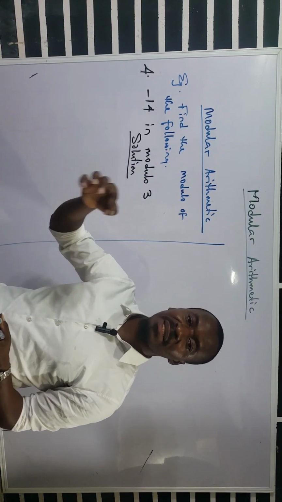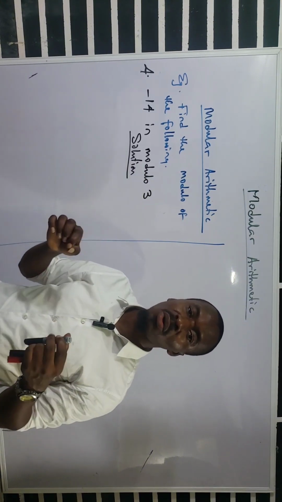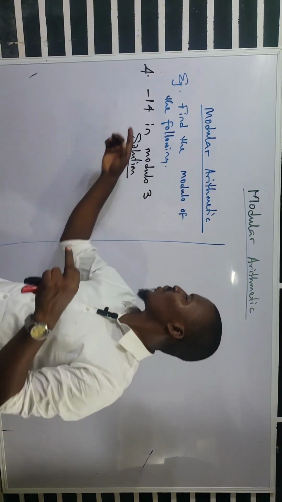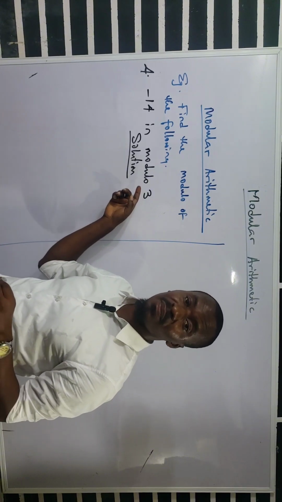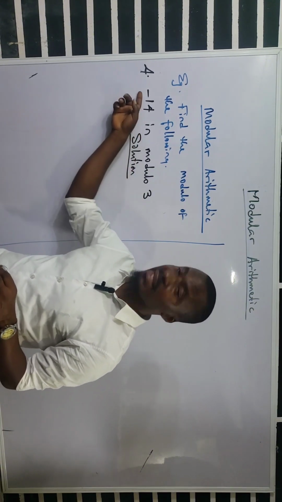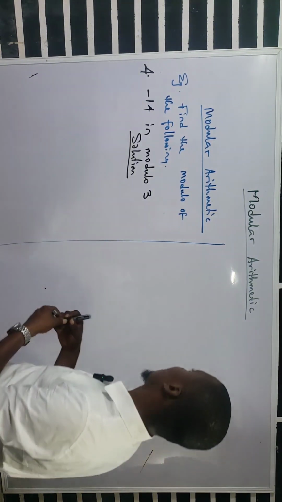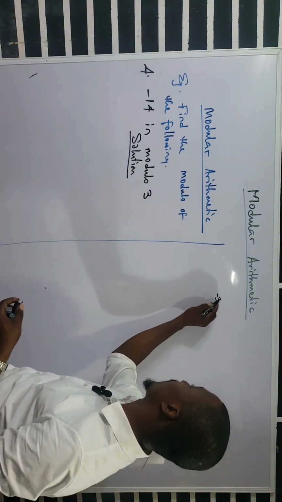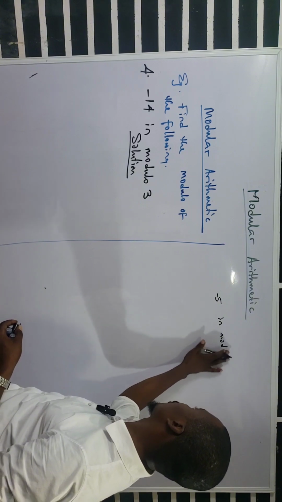Okay, you need to keep adding your modulo till you get a positive number, or 0. Just when you get a number that is not negative, that is less than 3, that is your modulo. Now what am I trying to say? If you have, for example, minus 5 in modulo 2.